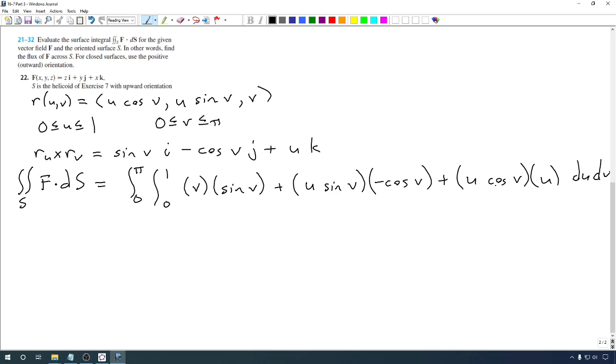All right, now integrating with respect to u first. So here we have just v sine v. There's no u's in it, so we introduce a u.